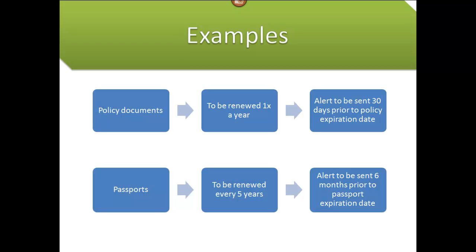Here's some user-defined event examples. So we have some policy documents. They are to be renewed once a year, and an alert is to be sent out 30 days prior to the policy expiration. We also have one for passports. Again, passports have an expiration date as well, and they need to be renewed every 5 years. So 6 months prior to the passport expiration date, the owner of that passport will get a notification.